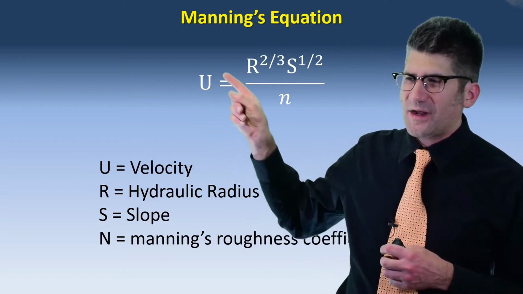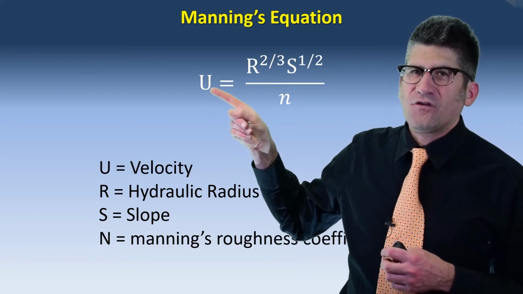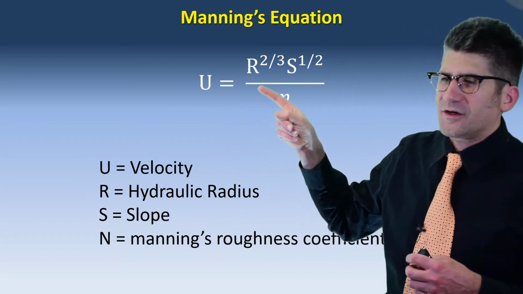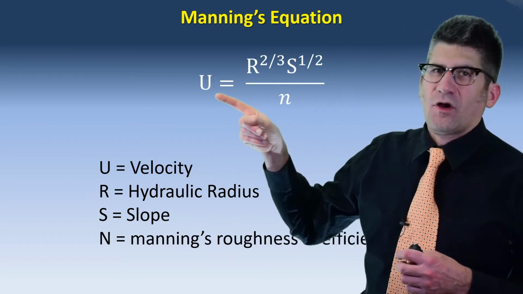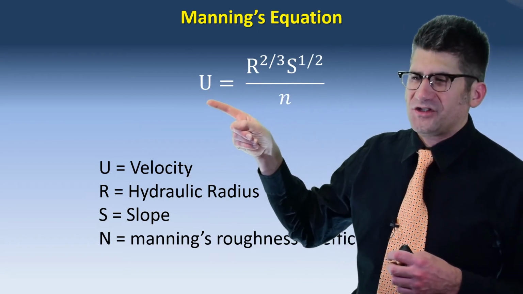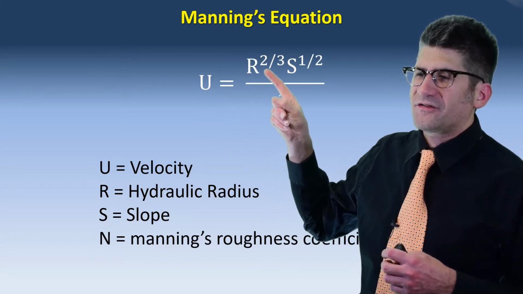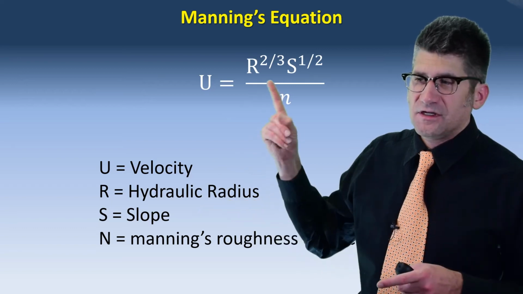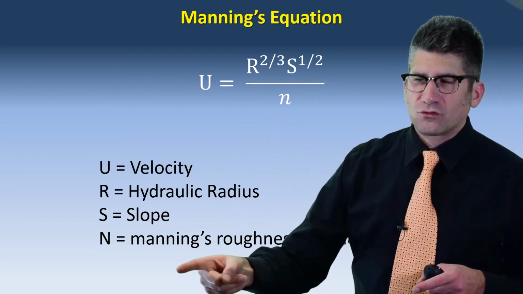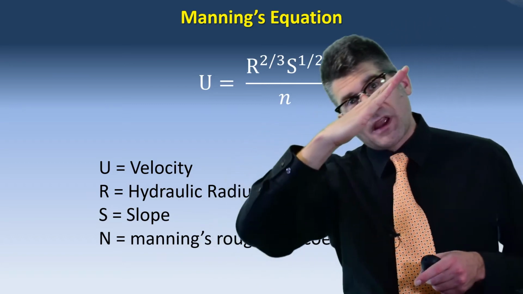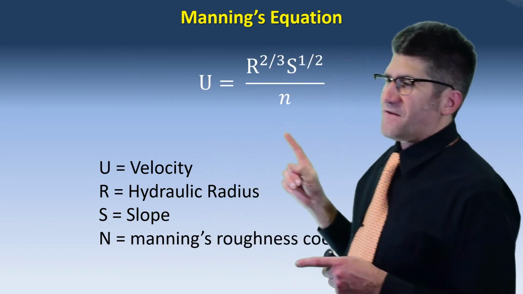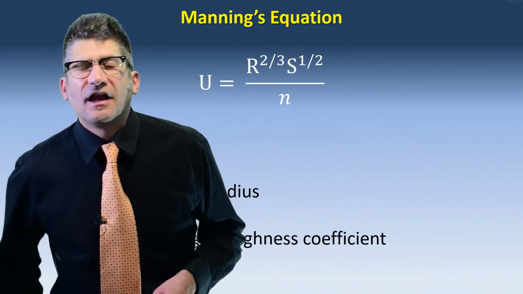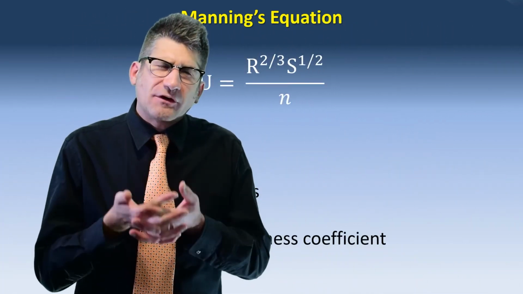Manning's equation is a way for us to estimate the velocity of flow based on a few factors. These factors are R, S, and N. So our flow velocity, according to Manning's equation, is equal to R raised to the 2/3, where R is the hydraulic radius. I'll define this in a second. S is slope, how steep that channel is. And then finally N, which is our Manning's roughness coefficient. Manning's N, we generally would just call roughness.